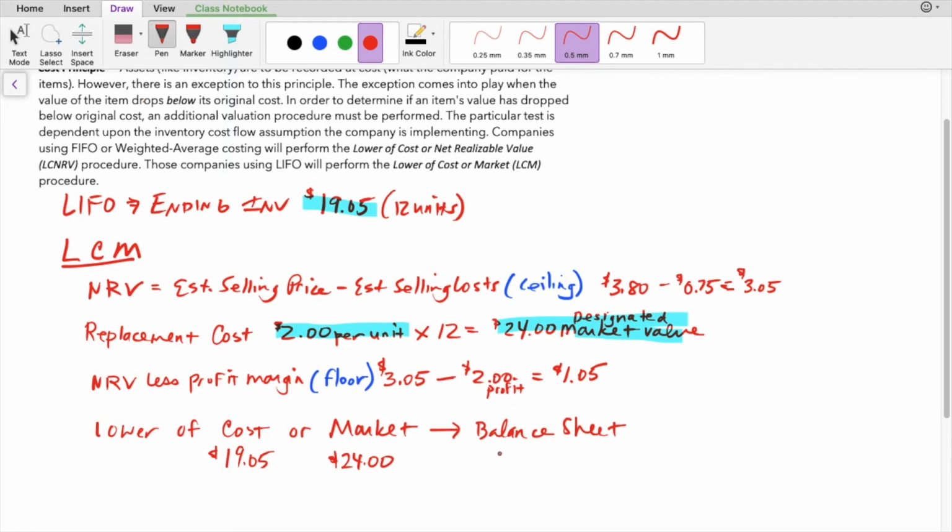So which one is going to go on my balance sheet? Which one is the lower? It is our cost. And so when we go to put the balance sheet together, we don't really have to do anything. Our balance sheet number is going to be the $19.05. And if we were to look at our T account for inventory, that's what's in there, $19.05. So we don't really have to do anything in this scenario, in this example.